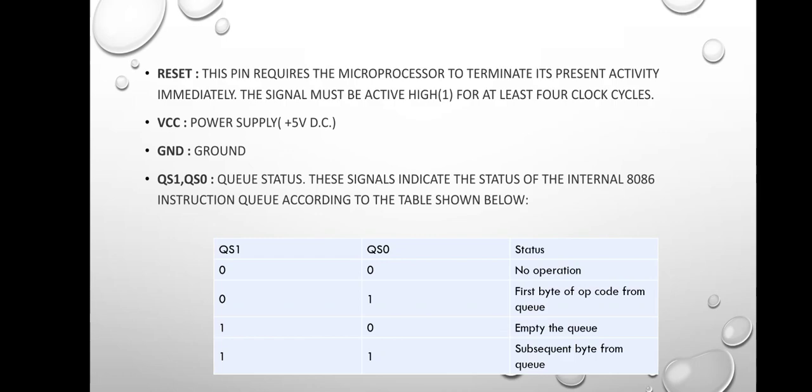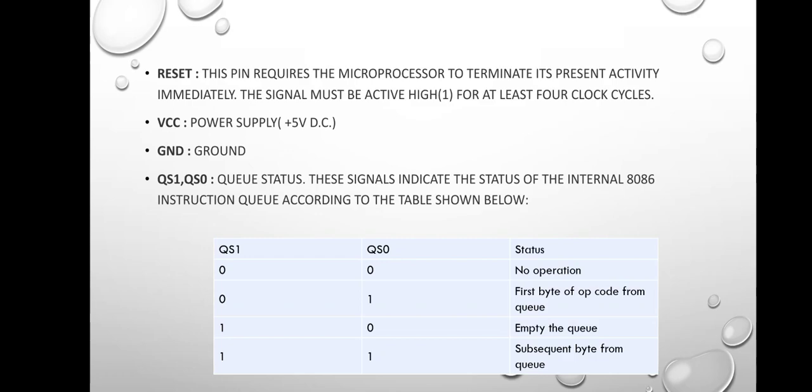Here the 8086 microprocessor also contains a queue. The queue is used to increase the speed of the microprocessor. The queue performs first in first out operation, which is used to increase the speed of the microprocessor.